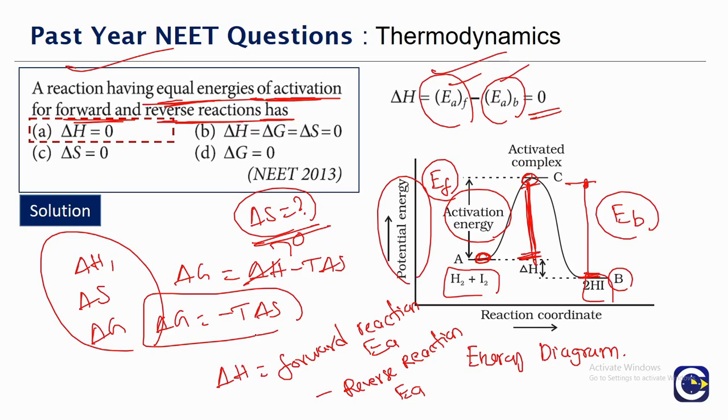Why? Because the information is only about the activation energies. Delta S is related to randomness, right? It depends upon the number of particles.